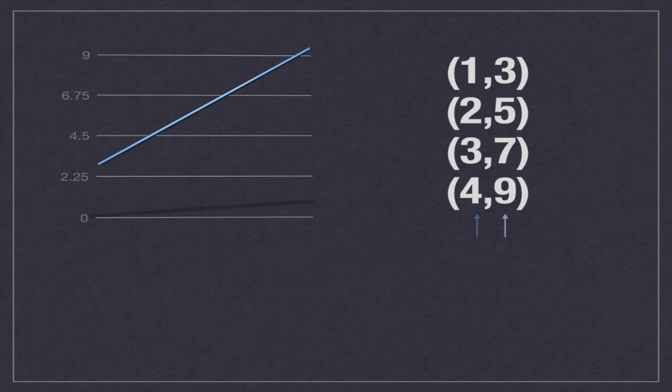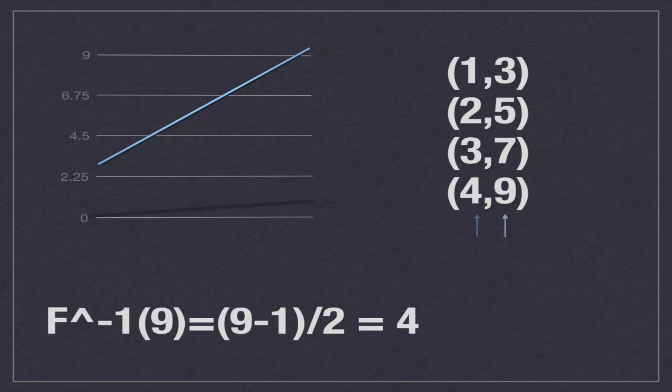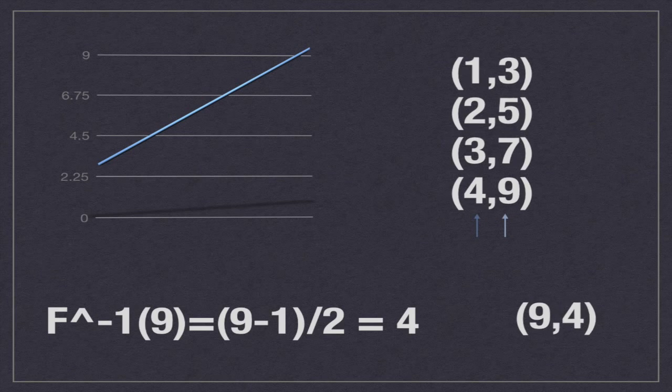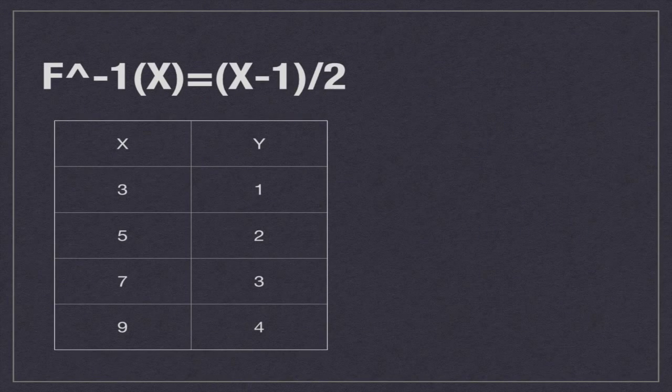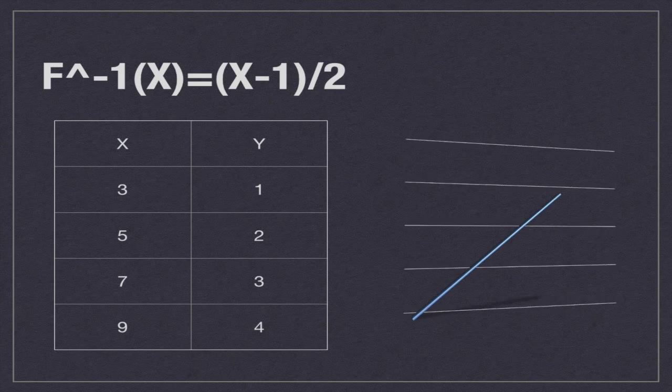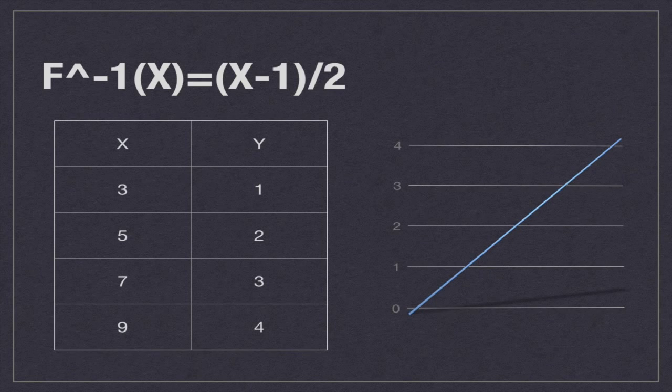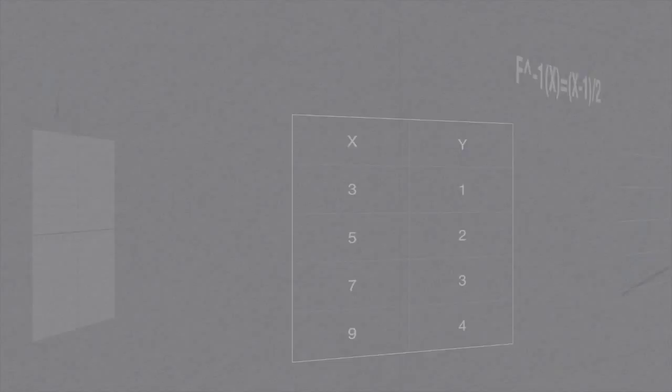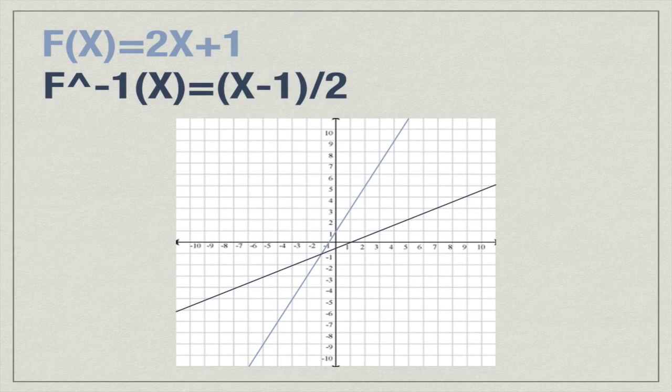Now let's use the 9 as the input for the inverse of the function. Let's see what we get. We get 4. That means the coordinates are the same, but they are switched. So how does this affect the graph? Let's graph it. Here is the graph of the inverse of the function. Okay, it looks almost the same. Now let's put them both together. As you can see, they are pretty different.